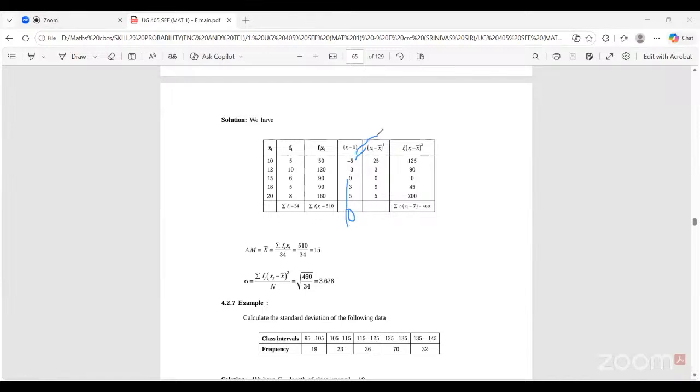Xi minus 25, 5 is a 25. 3, 3 is a 9 here. That is wrong interpretation. 0, 3, 3 is a 9. 5, 5 is a 25. So 25, 9, 34, 34, 43, 43. So f of x minus 460 by 34, that it is totally 3.678 we are writing here.